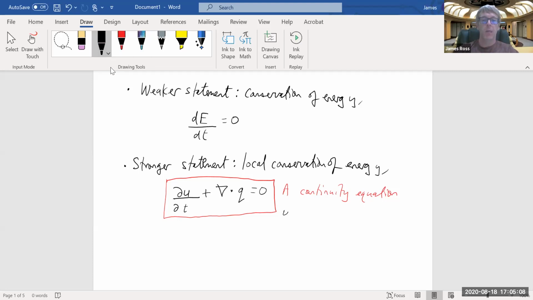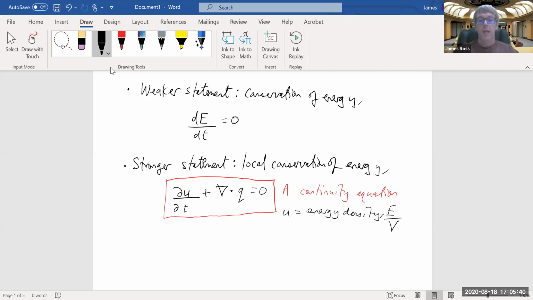So U is energy density. So there's our word density. It's not a mass density here, but it could be. Density doesn't have to be mass density. It can be anything that's flowing, that has an intensive property that flows. In a continuity equation, U is the energy density. So here it's energy per unit volume.